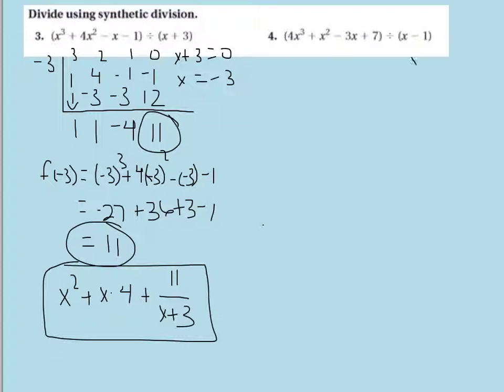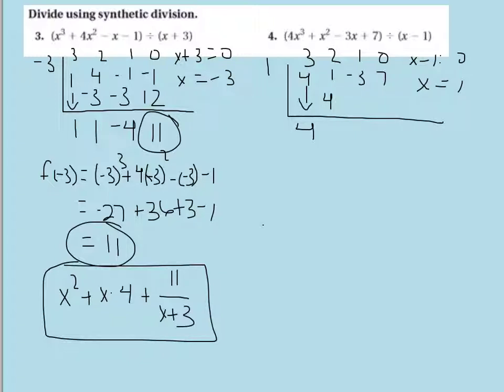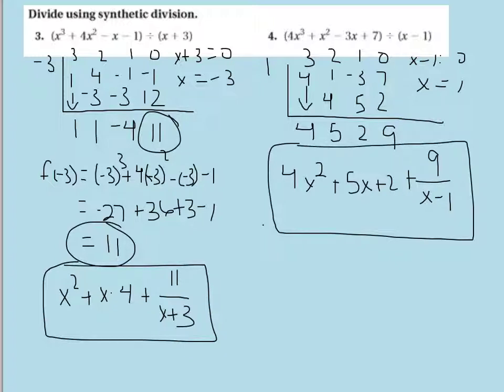So, set it equal to 0, solve it, put the 1 out there. You need 3, 2, 1, 0: 4, 1, negative 3, 7. Bring down the 4. 4 times 1 is 4. 5. 5 times 1 is 5. Negative 3 plus 5 is 2. 2. You get 9. So we have 4x squared plus 5x plus 2 plus 9 divided by x minus 1. There we go.